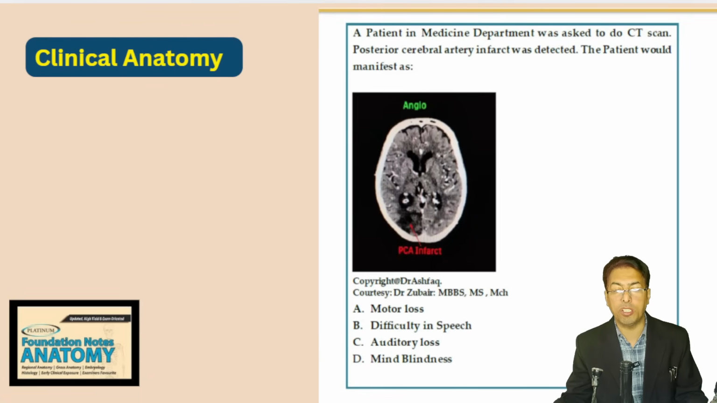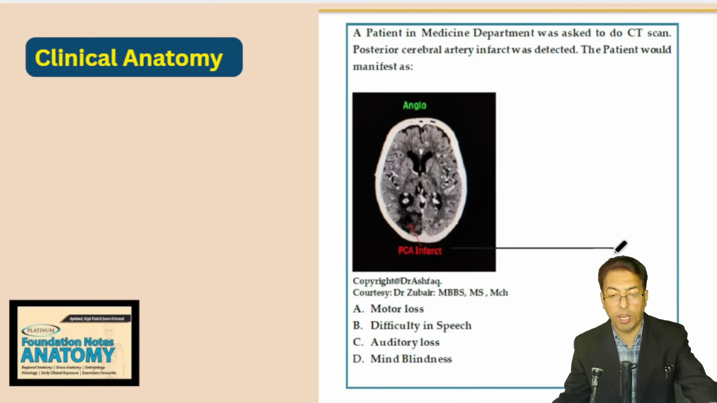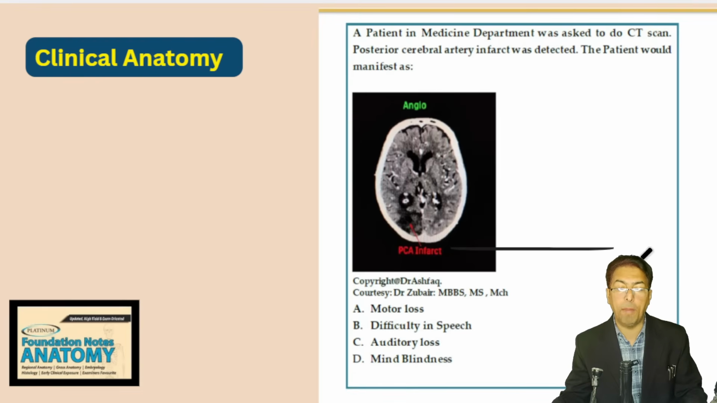Now, a patient in the medicine department was asked to do a CT scan. Posterior cerebral artery infarct was detected. So over here, there's a PCA infarct, which is shown over here, and we have to say how the patient would manifest. What would be the clinical symptomatology of the patient? Motor loss, difficulty in speech, auditory loss, mind blindness.